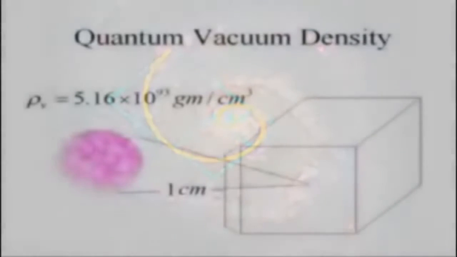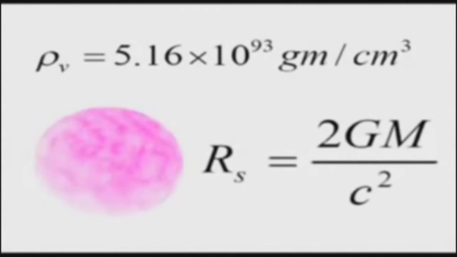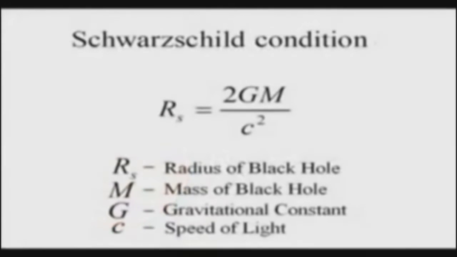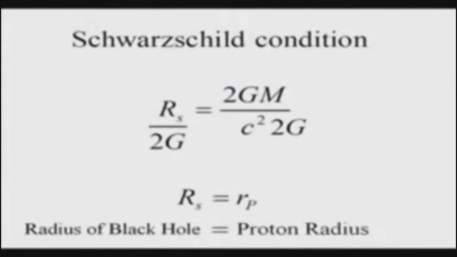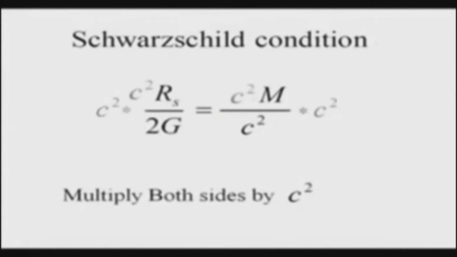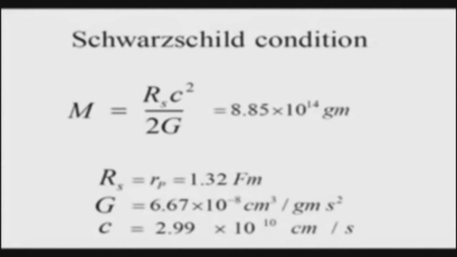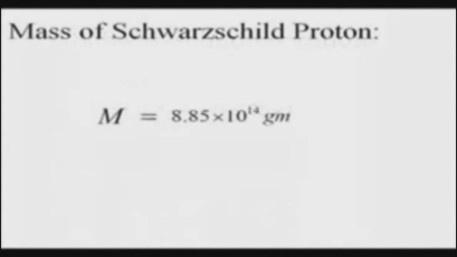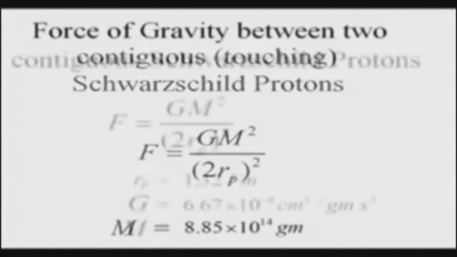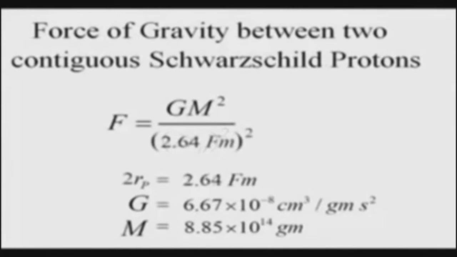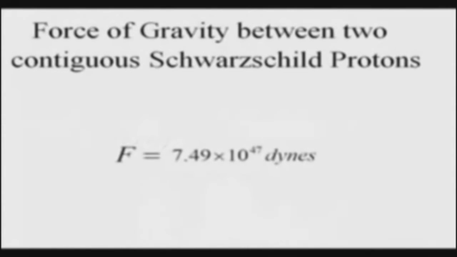We then calculate what proportion of the total vacuum energy density available in a proton volume is necessary for the nucleon to obey the Schwarzschild condition for a black hole. Where the radius of our black hole is now 1.32 femtometers, the radius of a proton, and we solve for m. The mass needed to obey the Schwarzschild condition for a proton radius of 1.32 femtometers is 8.85 times 10 to the 14th grams. Haramein then uses this mass to calculate the gravitational force between two contiguous Schwarzschild protons using the semi-classical approach. We yield a gravitational force of 7.49 times 10 to the 47th dynes.